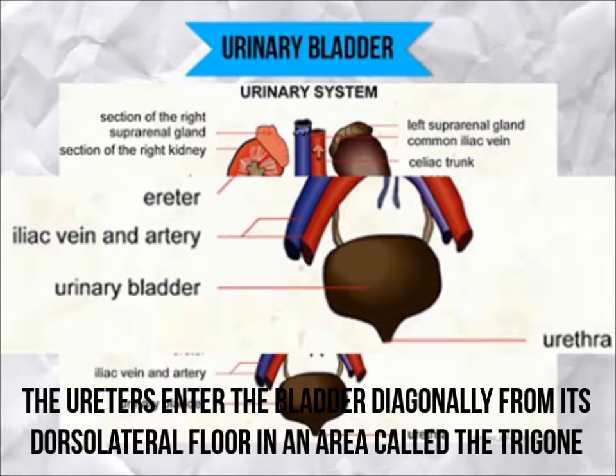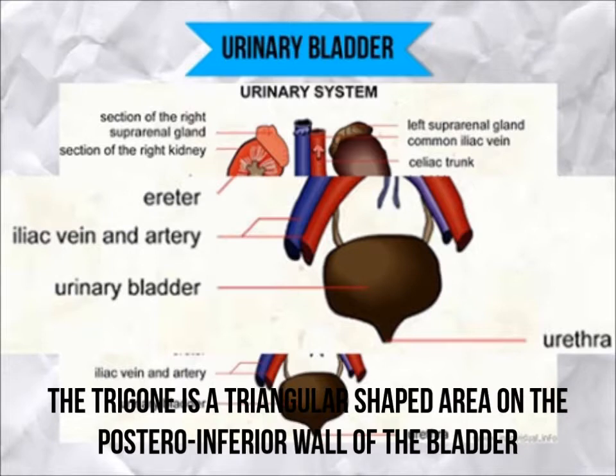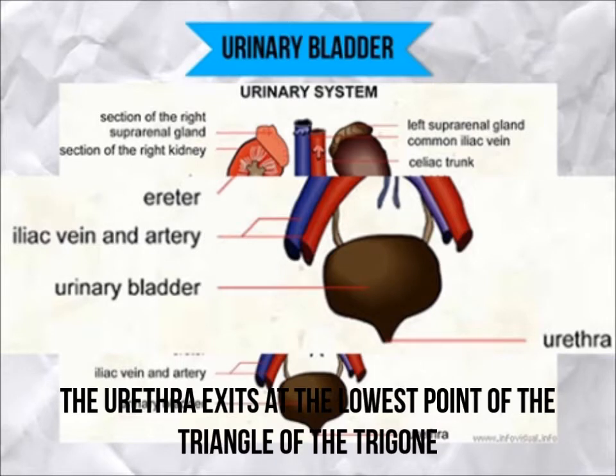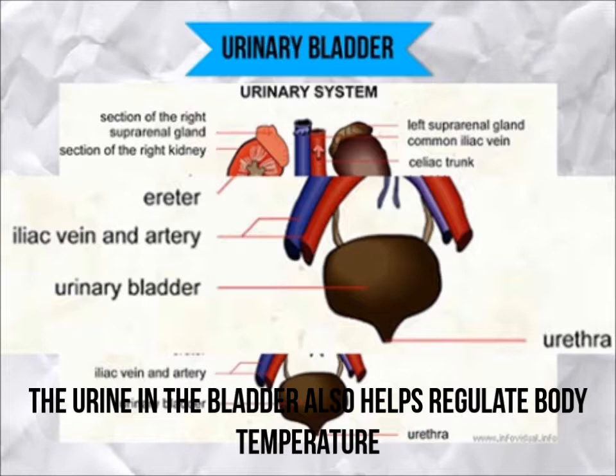The ureters enter the bladder diagonally from its dorsolateral floor in an area called the trigone. The trigone is a triangular-shaped area on the posterior-inferior wall of the bladder. The urethra exits at the lowest point of the triangle of the trigone. The urine in the bladder also helps regulate body temperature.